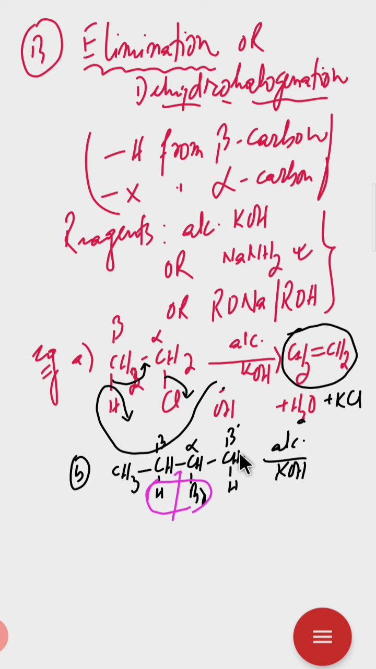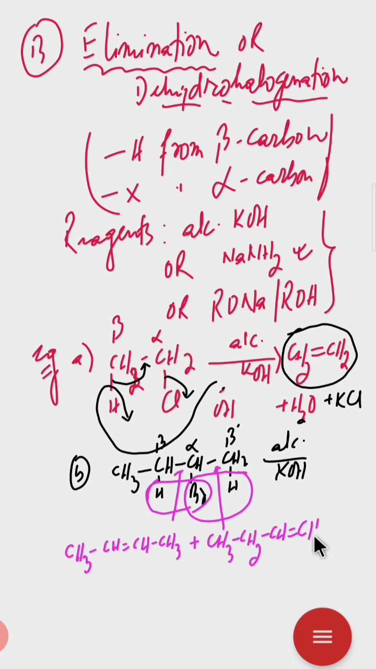And another possibility is, since this beta is different from this beta carbon atom, elimination of these two can also take place, and in that case a pi bond will be formed to this position between these two carbon atoms. So accordingly we will get two products, two alkenes. The first alkene is CH3, this hydrogen and Br eliminated, CH double bond CH3, and the second alkene that can be formed in this reaction is CH3CH2. This is eliminated, and double bond will be here.